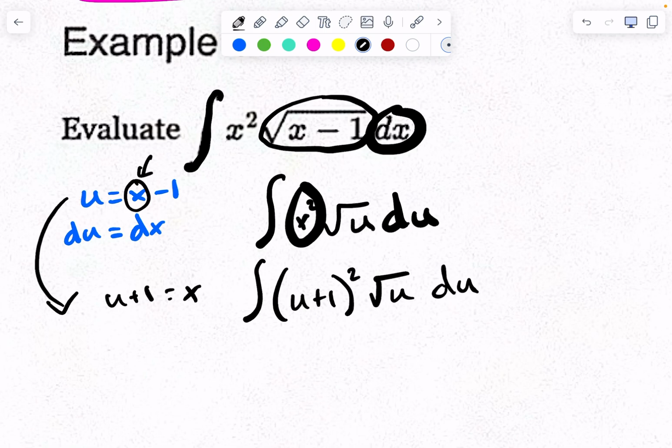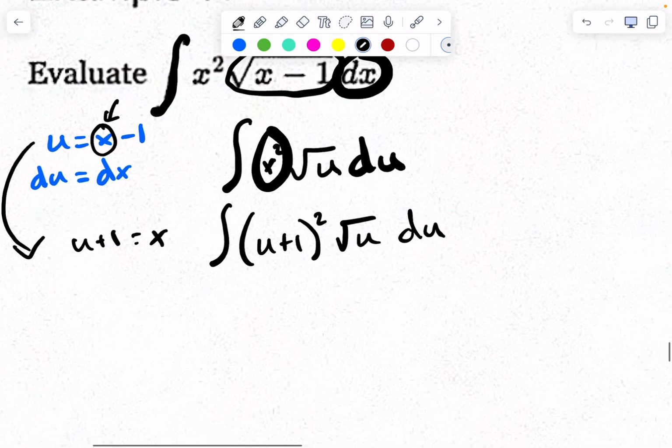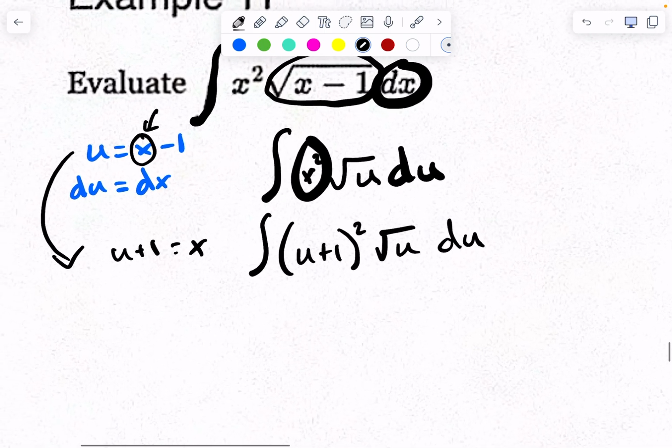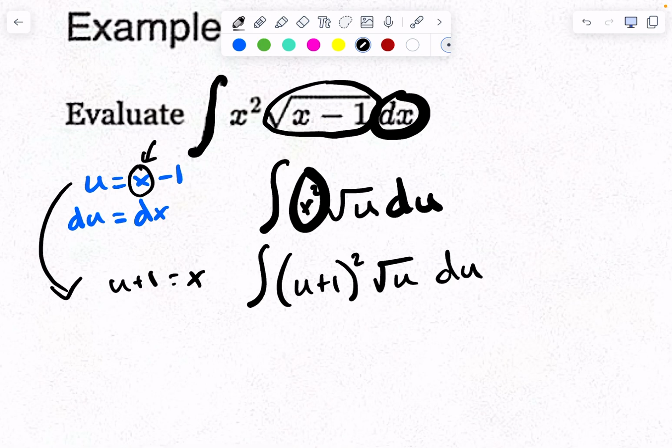This is less obvious. You have to work for this a little bit. Now u is x minus 1, so if I'm solving for x, trying to get x by itself, I would add the 1 over, so it's u plus 1. Then I can take this x right here and replace it with u plus 1 squared instead. Distribute it, because we want everything in terms of u now.